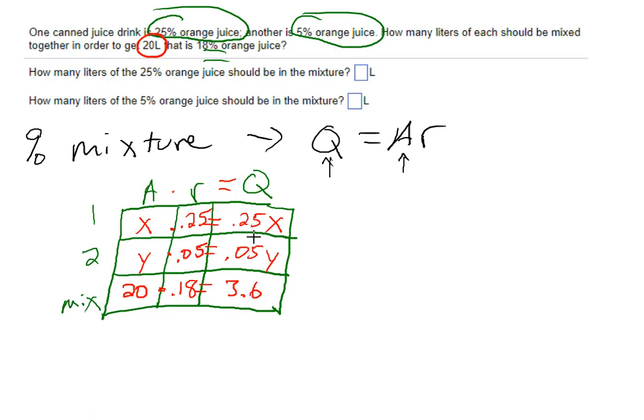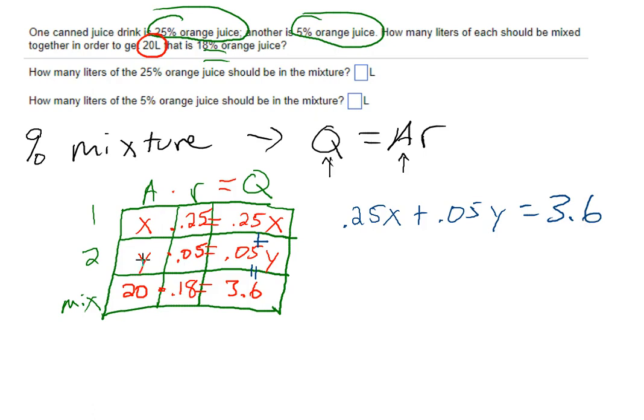So the relationship here is that if you take the amount of orange juice from the first drink and add it to the amount of orange juice from the second drink, it should add up to the total of the orange juice in the two drinks mixed together, right? So this is like the total. This is the amount from the first drink. This is the amount from the second drink. This is the total amount. So that's one equation: 0.25x plus 0.05y equals 3.6.